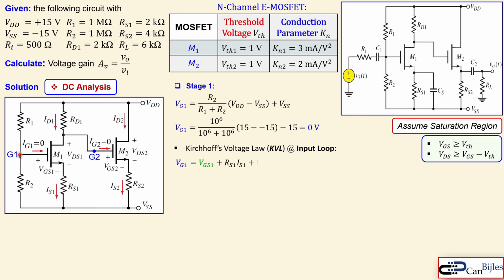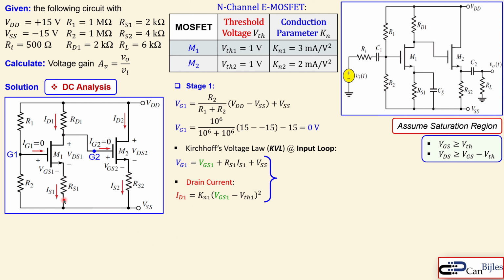We can say the following: VG1 is equal to VGS1 plus the voltage across the RS1, which is shown here in Ohm's law, plus VSS. Now that's the complete loop. Since we assume saturation region of operation, the drain current ID1 is equal to Kn1 times the quantity VGS1 minus the threshold voltage, squared. This is all for stage 1, for the M1 MOSFET.